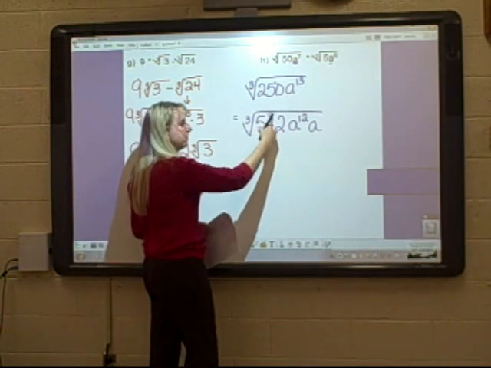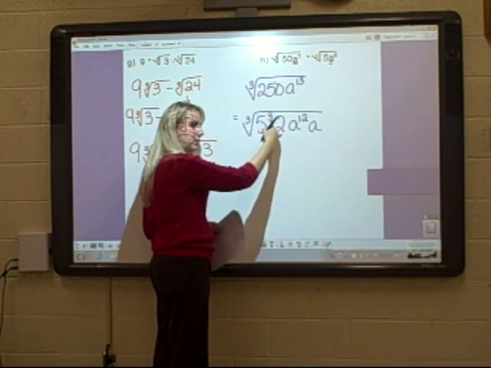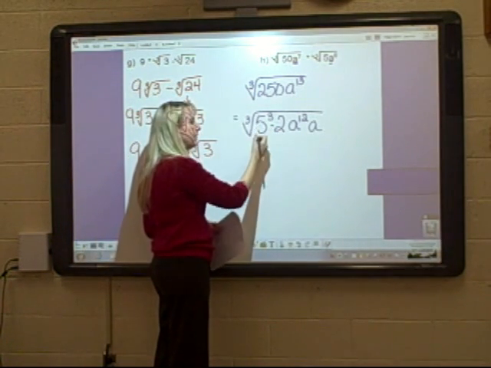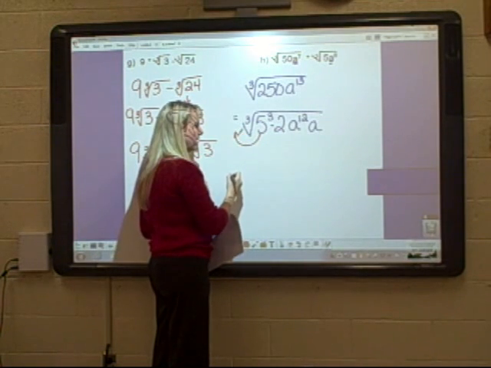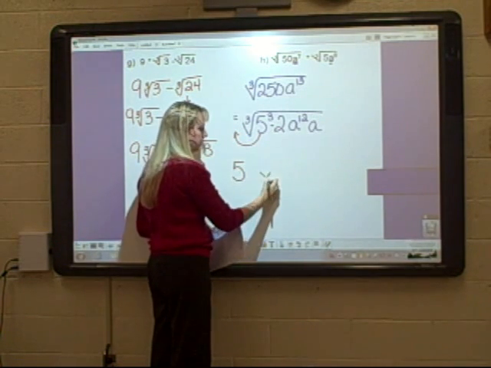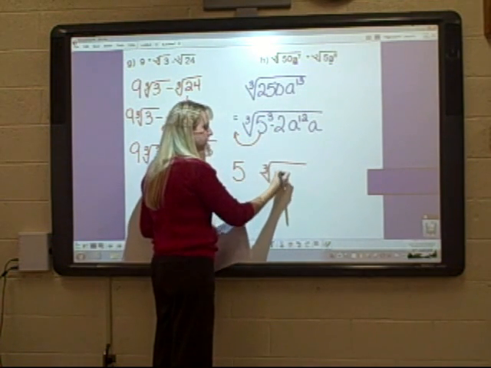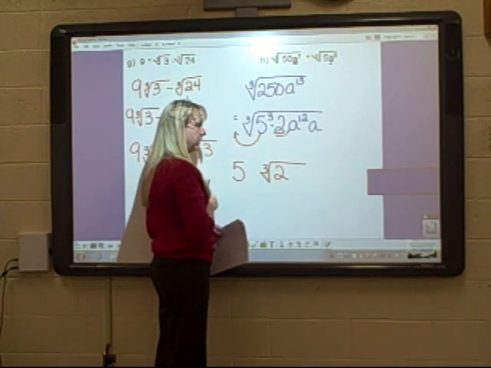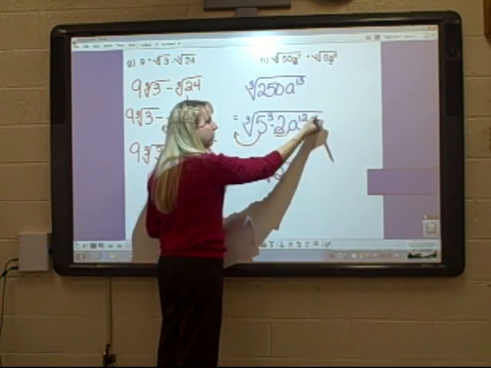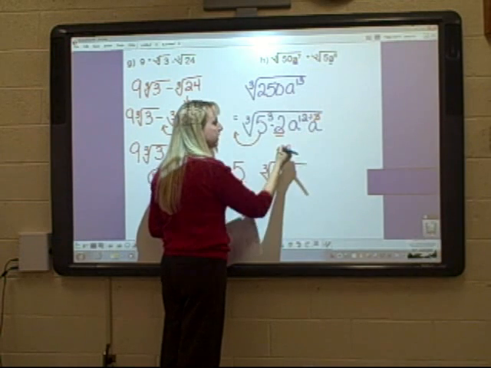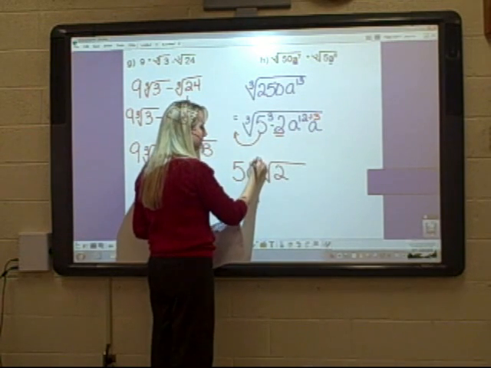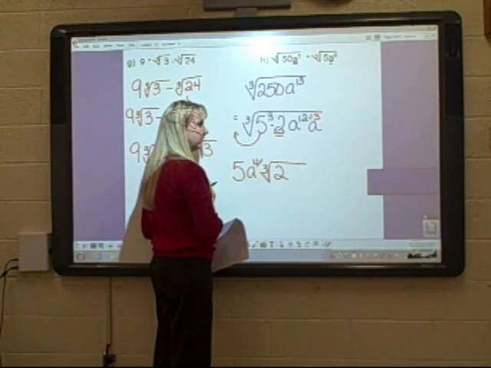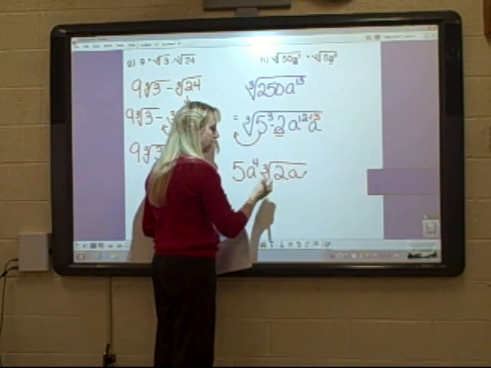Well, 5 cubed, our goal was to get an exponent of the same index. That means the 5 gets to come on the outside. But we still have a cube root of 2. That stays underneath that radical sign. A to the 12th is divisible by 3. So that means we have an a to the 4th come on the outside. And we have our leftover a underneath the radical sign.